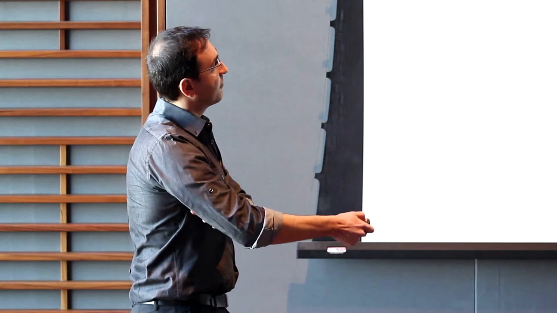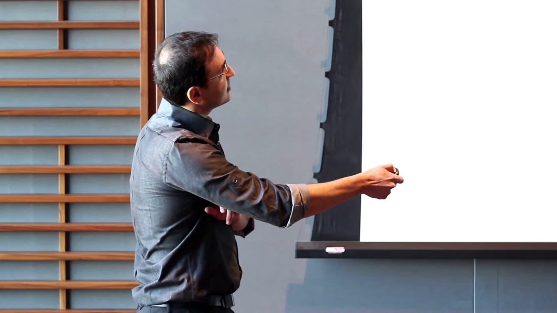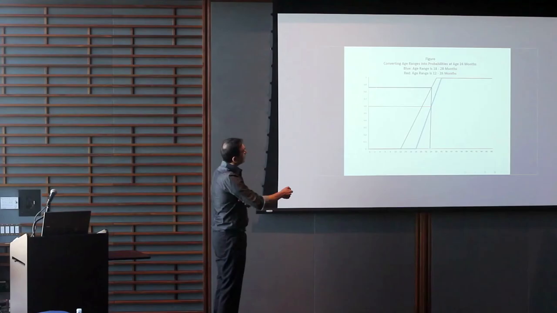I'm going to look at where this crosses at age 24 months. I'm going to infer it's 60%. If another mother tells me that it's between 12 and 26 months, I'm going to repeat the same steps. I'm going to conclude that it's close to 90%. Okay, so that's how I'm going to do this.